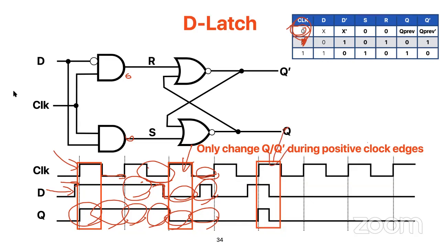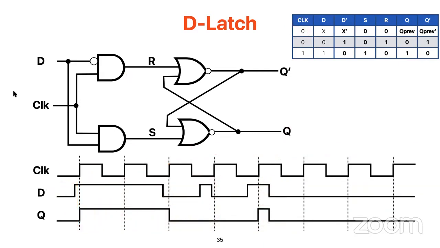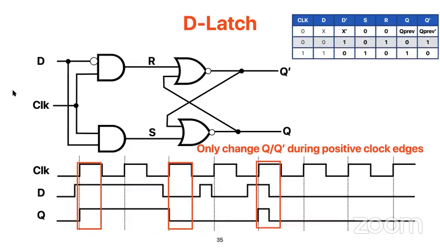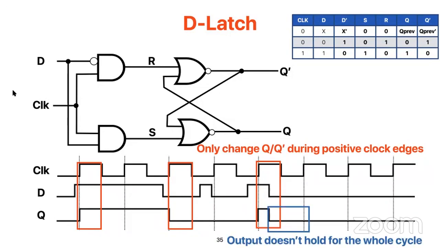However, whenever you are on the high rising edge of the clock, then any change at this point will be captured. So if you try to lower your signal in the middle of the high rising edge, then your output will be changed. So that's an issue of the D-Latch, right? The output doesn't hold for the whole cycle, right?